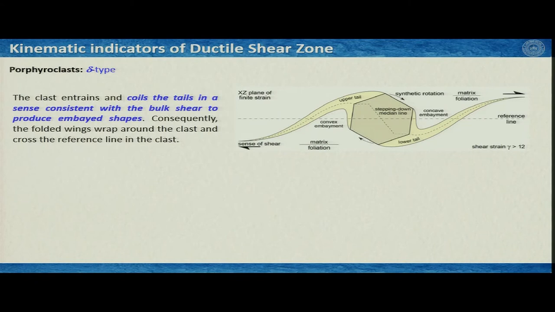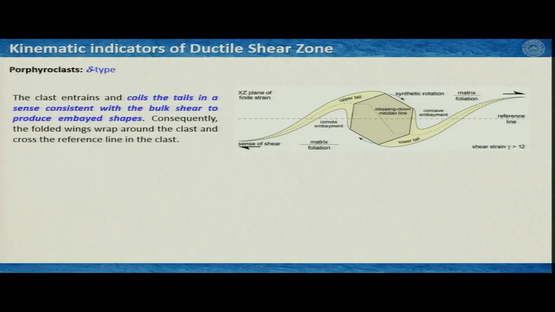Delta structure is also very interesting. The clast entrains and coils the tails in a sense consistent with the bulk shear to produce an embayed shape. Consequently, the folded wings wrap around the clast and cross the reference line in the clast. So, in this case, what happens? You see, this is again the rigid mineral grain that we are talking about. Because this grain is rotating significantly, the tail also gets dragged in this way when the bulk sense of shear is, in this case, dextral.